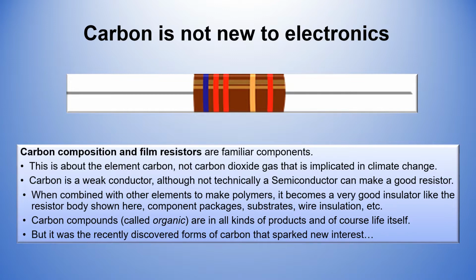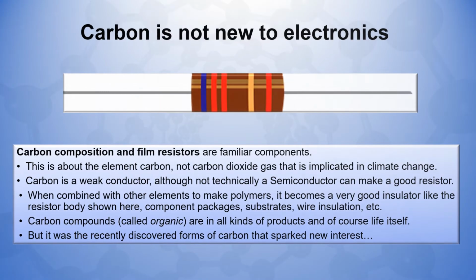When combined with other elements to make polymers, for example, it becomes a very good insulator, like the resistor body shown here, component packages, substrates, wire insulation, and so forth. Carbon compounds, called organic by definition, are in all kinds of products and, of course, life itself. But it was the recently discovered forms of carbon that sparked new interest.